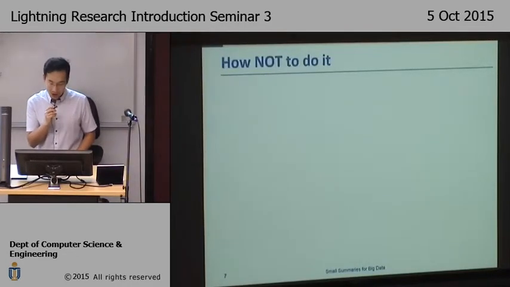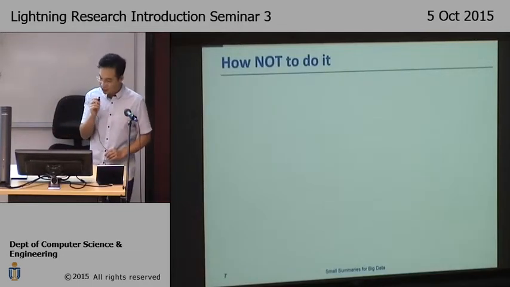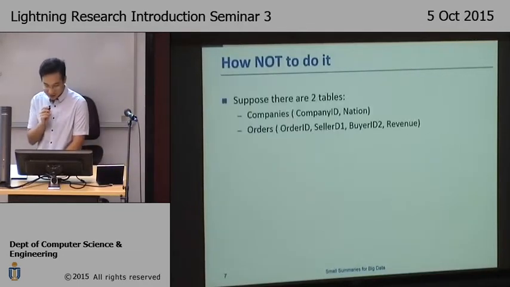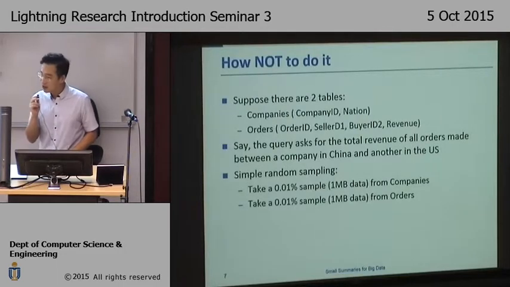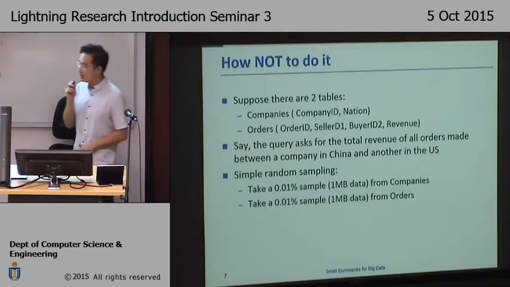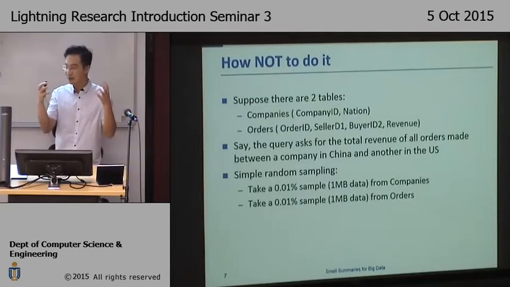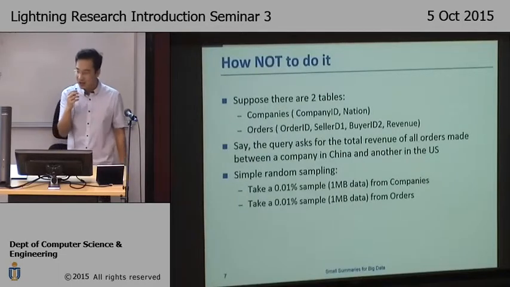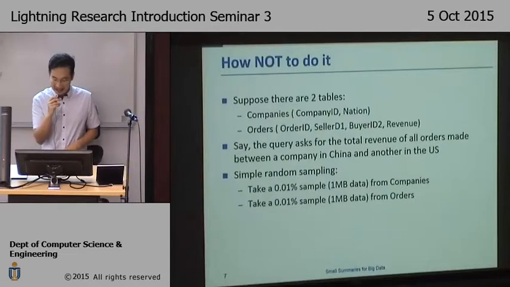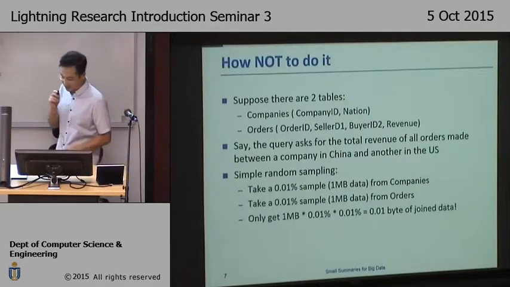All right, I don't have time to tell you how to do it, but I can tell you how to not do it. If you just take a sample from each table, then the results will be almost empty. The reason is that for a join query, the tuples from 2 tables have to match. And if you just take a random sample from each table, the probability can be exceedingly low. So the problem is not as simple as one might have thought.